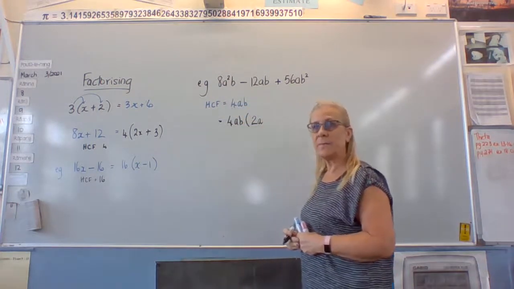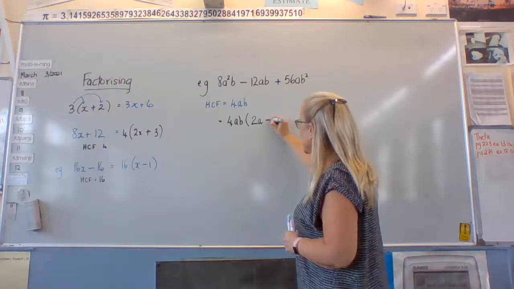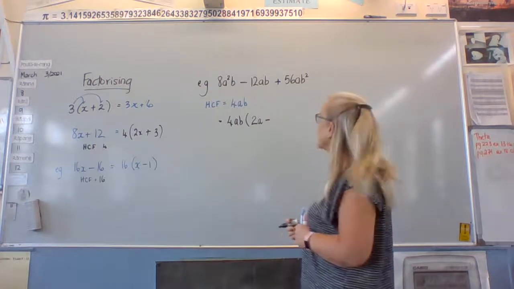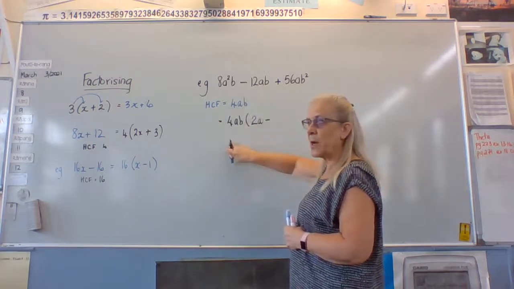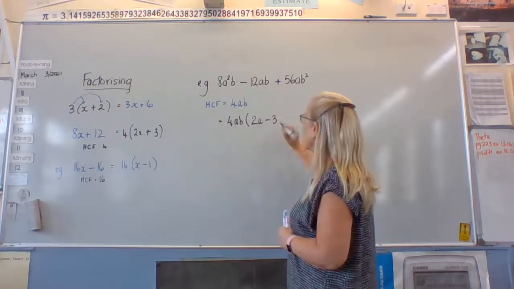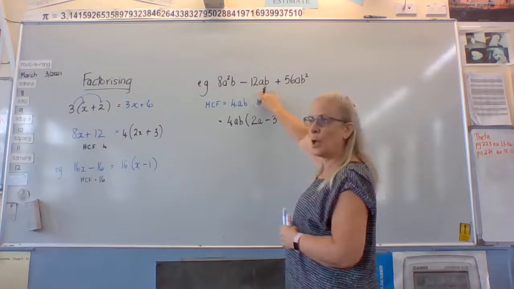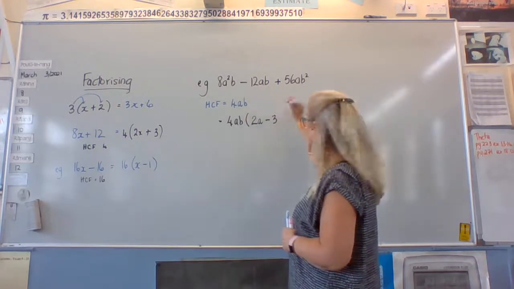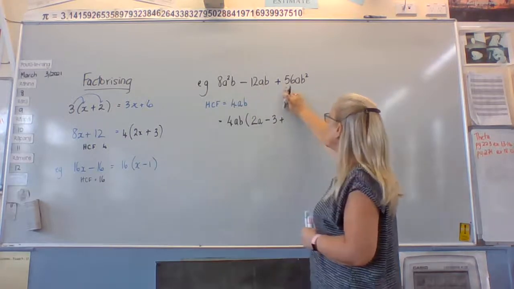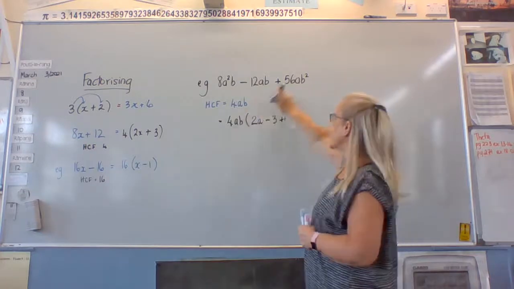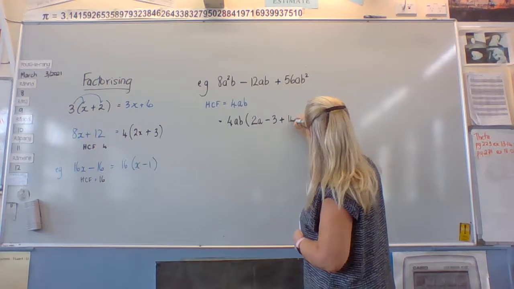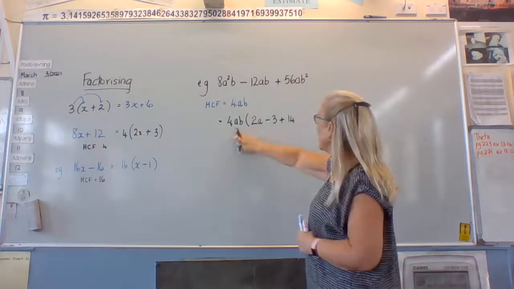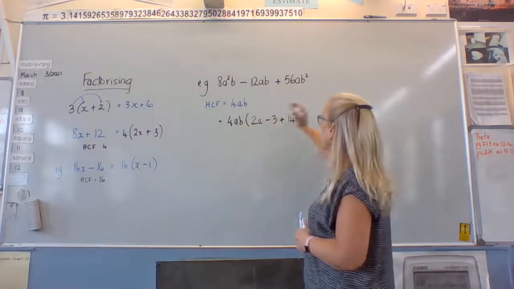We need 2 A's, so we need another A. The minus sign in this case stays. We've got 12, so we're multiplying by 3. AB, we've taken the whole lot, nothing left. Here, 56. 4 times what is 56? 14. We've taken the A, we've taken 1 of the B's.